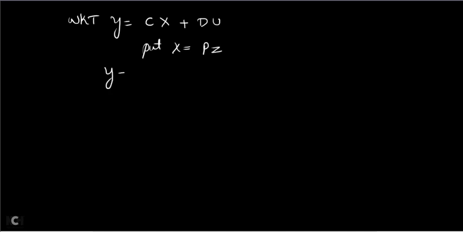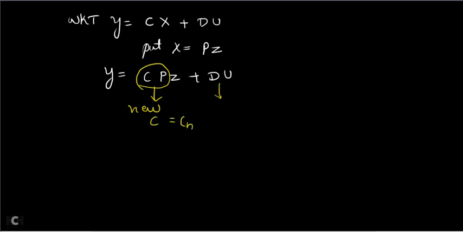What is one more state equation? We know that y is equal to Cx plus Du. Here also you put x is equal to Pz. So y is equal to CPz plus Du. Now what is this C into P called? This is called the new C matrix. The new C matrix can be called Cn.